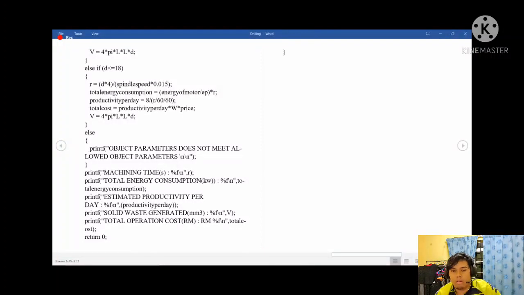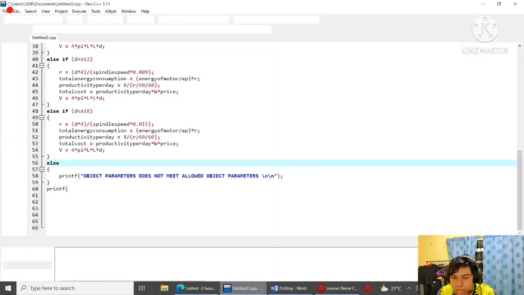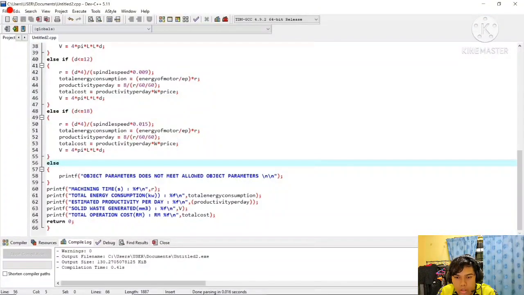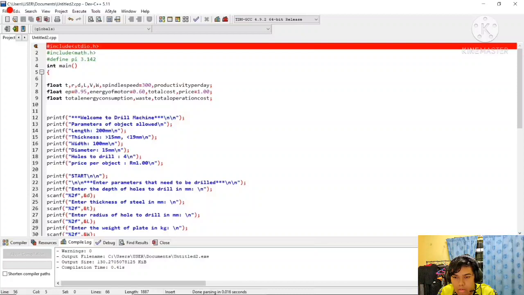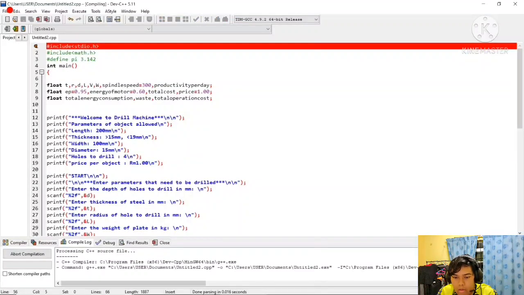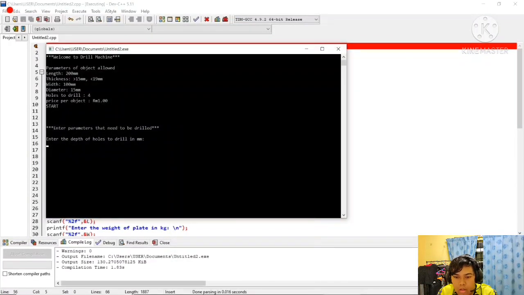So this is the coding that I made. So we have to run it. Enter the depth of hole, I'm going to use 12 mm. Thickness, I'm going to take 15, radius 13, and then the weight 1 kilogram.